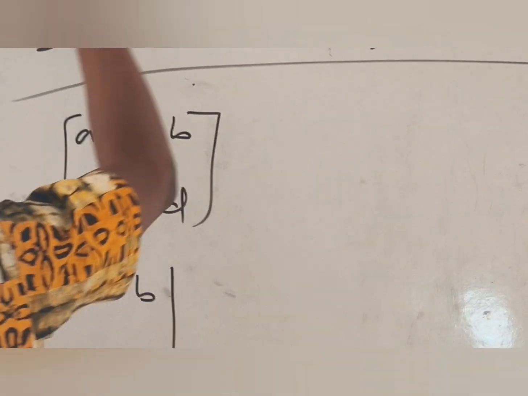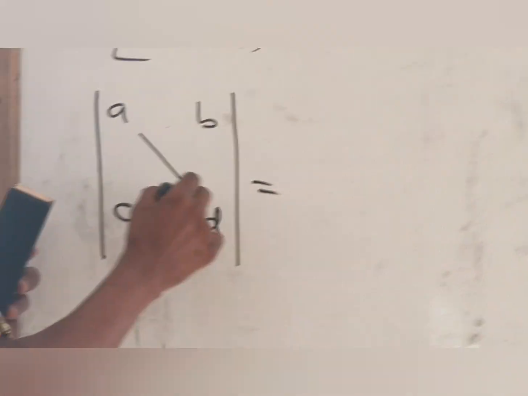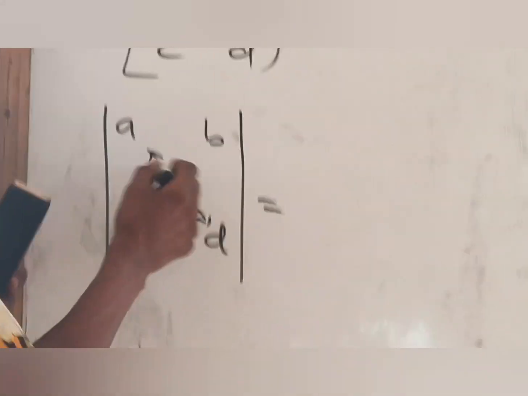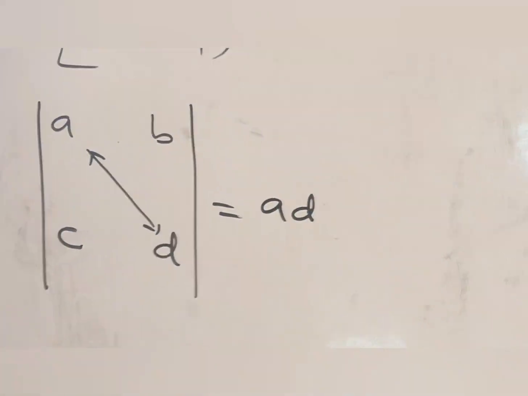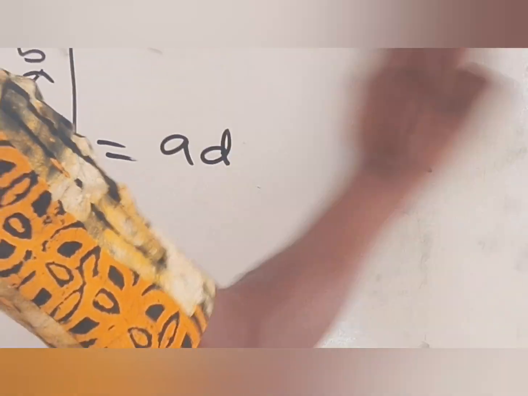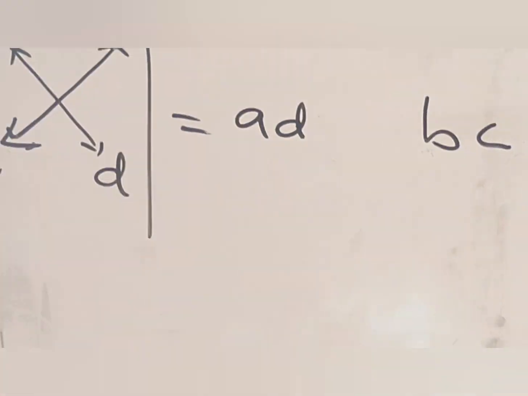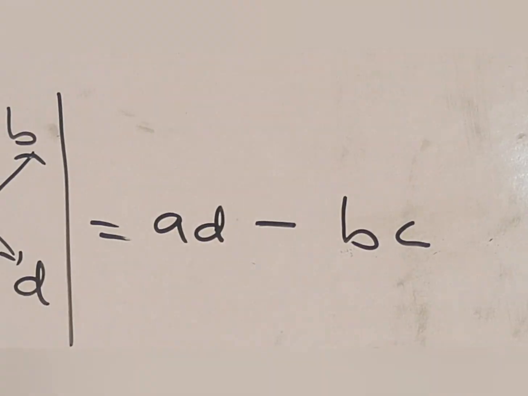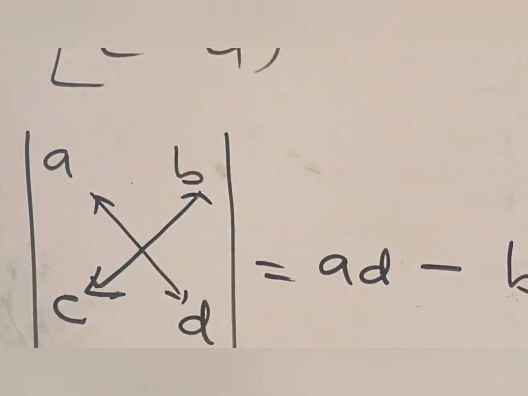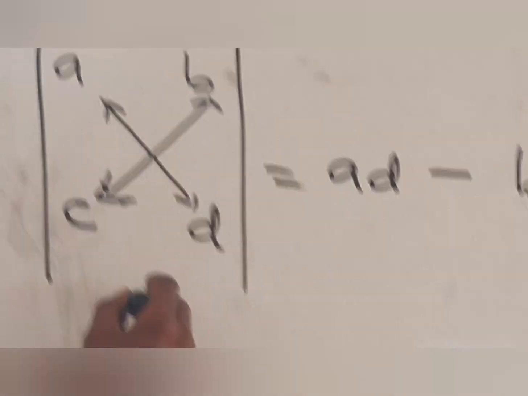So the determinant of a 2 by 2 matrix is found by multiplying the values of this diagonal, A and D, then multiplying the values of the other diagonal, B and C. After that, find their difference. Can you all see? It's very easy. Multiply this one, multiply this one. So this times this minus this times this. Can you all see?